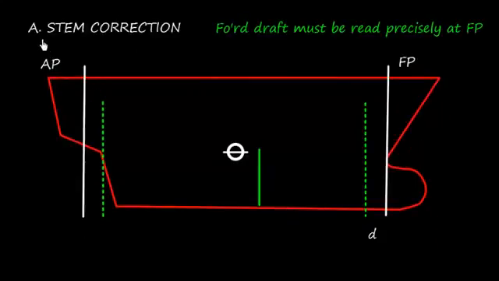So the first correction is called stem correction, which needs to be applied to the forward draft. The forward draft must be read precisely at the forward perpendicular.